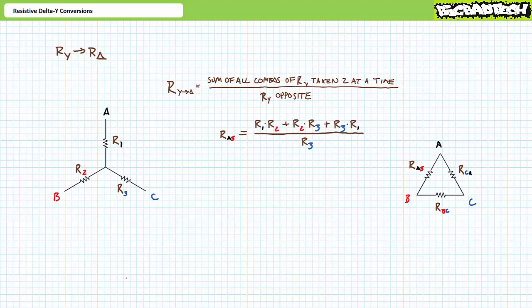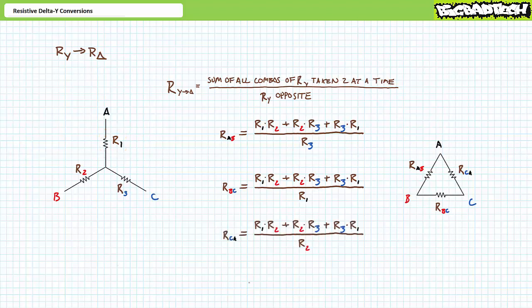To solve for RAB, the equivalent delta resistance element between nodes A and B, take the summation of all possible products of the Y resistance elements taken two at a time, R1 times R2, plus R2 times R3, plus R3 times R1, divided by the resistance element opposite from it, in this case R3. Similarly, to solve for RBC, the equivalent delta resistance element between nodes B and C, take the summation of all possible products of the Y resistance elements taken two at a time, R1 times R2, plus R2 times R3, plus R3 times R1, divided by the resistance element opposite from it, in this case R1.